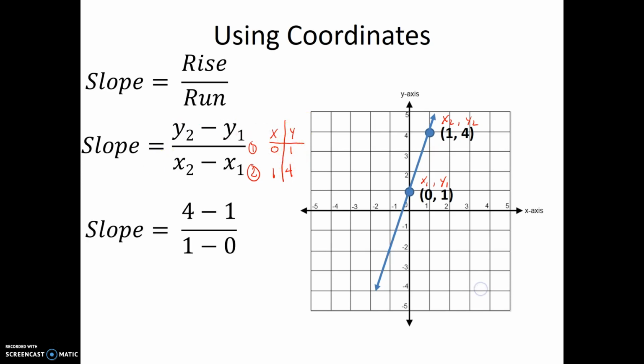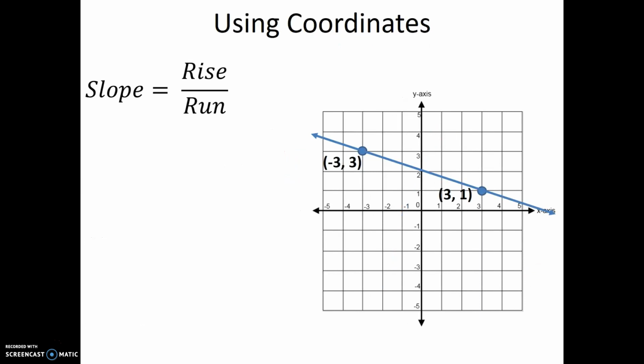So if I fill in my numbers, my y2 is going to be 4, and then I say minus y1, which is 1, and my x2 is 1, and I say minus x1, which is 0. And then I get, of course, 3 divided by 1, which is 3. So my slope is 3. All right, let's do another one.